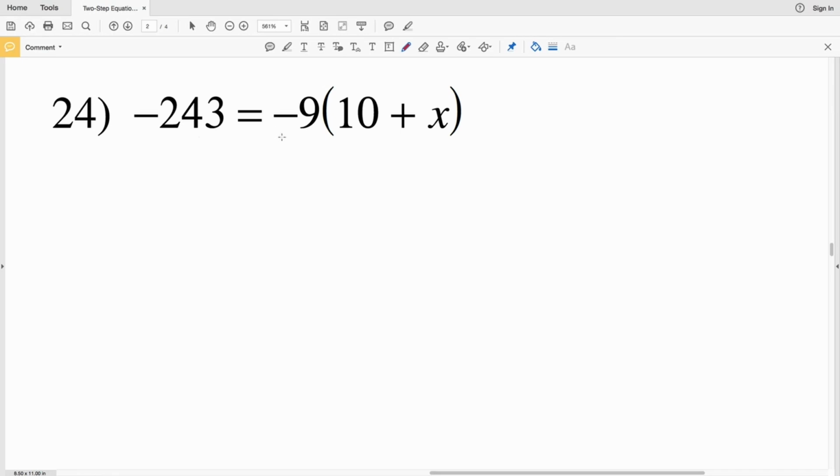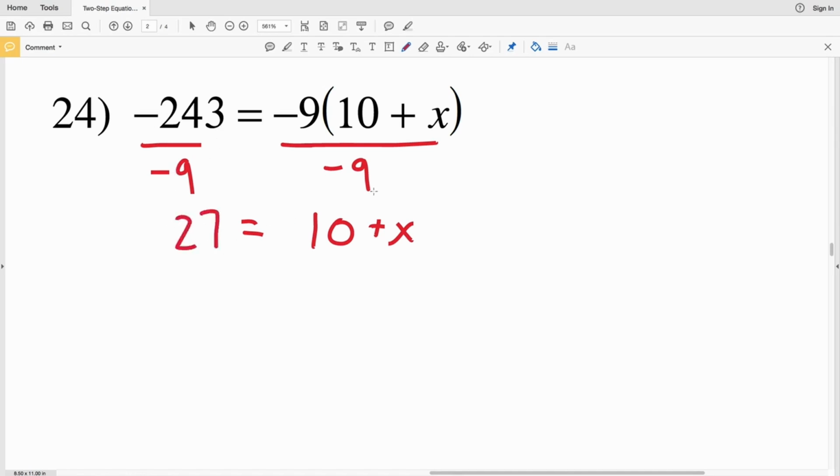Negative 243 equals negative 9 times the quantity 10 plus x. Divide the right side by negative 9 and the left side by negative 9. We're left with 10 plus x on the right; a negative divided by a negative is a positive. A negative 243 divided by negative 9 is a positive 27.